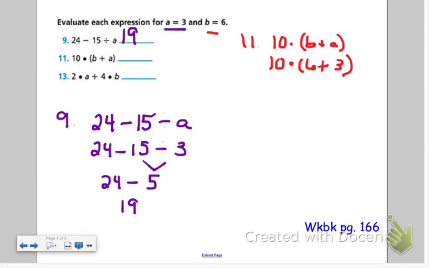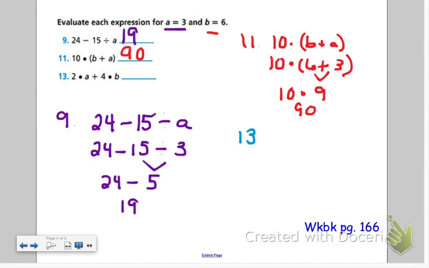And time to solve. Let's see. Parentheses, yep. 6 plus 3 is 9. Then I have my multiplication left. 10 times 9 is 90. Alright, let's do one more together.